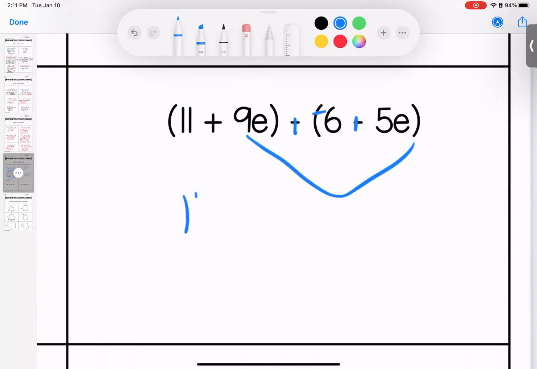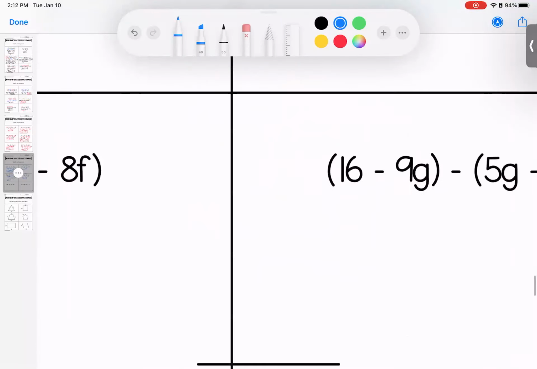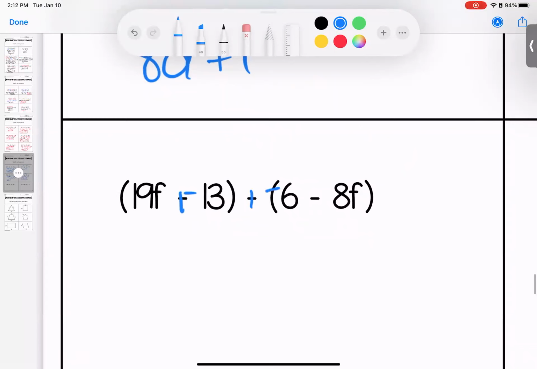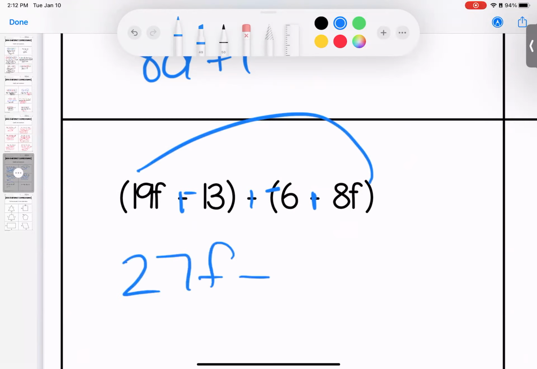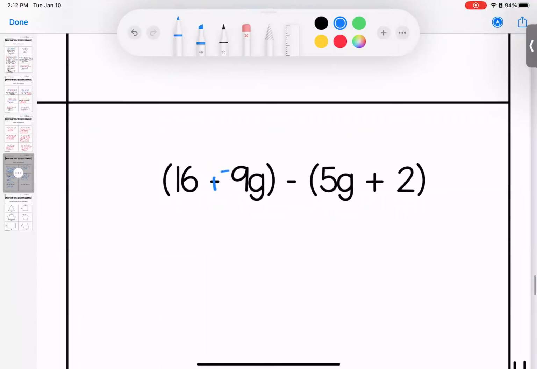9 plus 5 is 14e. 11 minus 6 is positive 5. 14e plus 5. 2 more on this page. I think, yep, okay. Keep, change. Keep, change. Here we go. 19f plus 8f, 27f, minus 13 and 6 is 19. 27f minus 19.